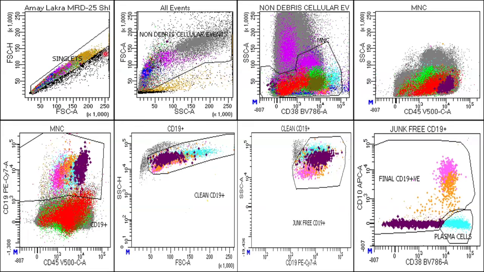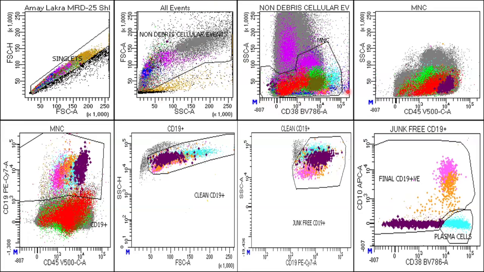So basically, I'll show you what pattern or what approach I follow. First I take up the singlets. Singlets meaning that we are ruling out the doublets, and these singlets have to be put forward under the forward scatter and side scatter plot, where we remove the debris, and the debris has to be cleaned, and we have to just analyze the non-debris cellular events. And these non-debris cellular events we take up again on a CD38 versus side scatter plot, where we get the MNCs only. So we just have to analyze the MNCs.